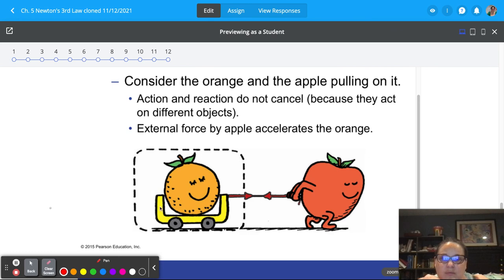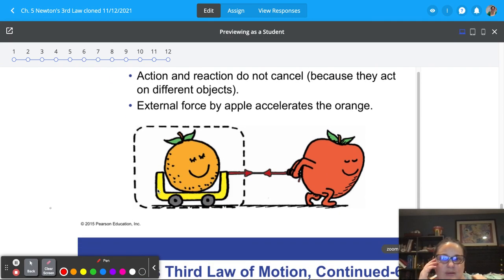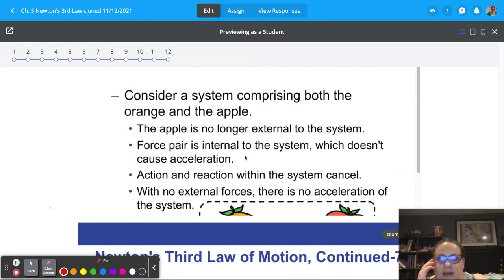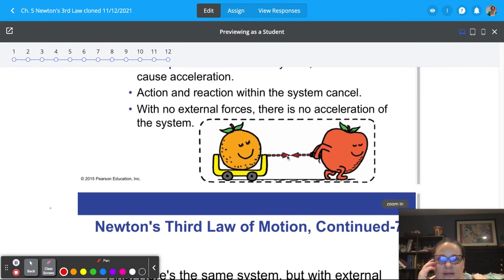Now, if this is our system, the orange and the cart, then the apple is applying a net force on the orange. So we can see that the orange is accelerated. If we include them both in the system, then the internal forces don't cause motion, because we're talking about canceling out here. It would be like if you pushed on your own hand. No matter how hard I push on my own hand, it's not going to make me move. So if I'm defining this system as the orange and the apple, then these forces don't do anything.